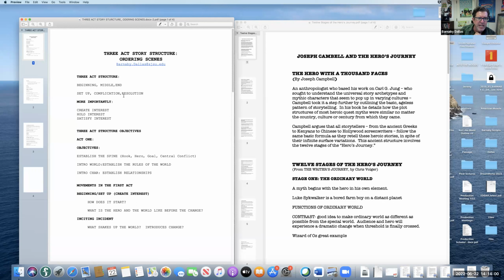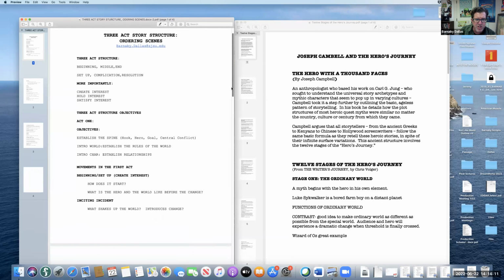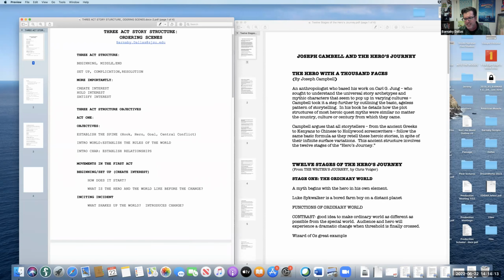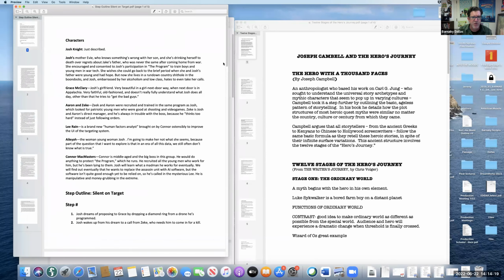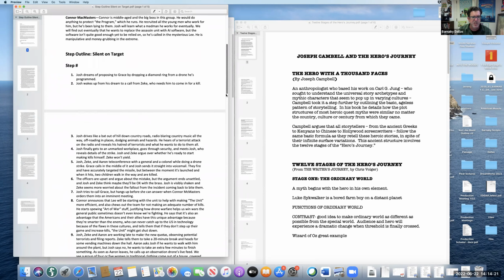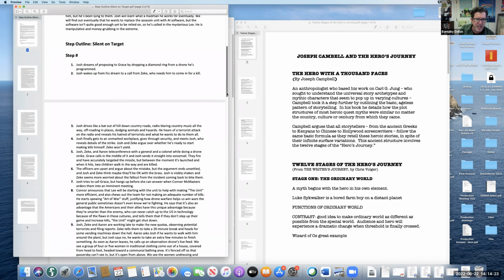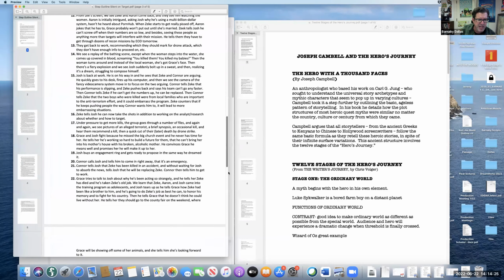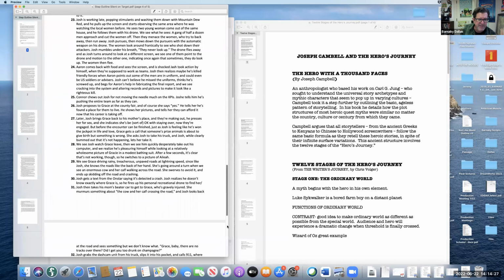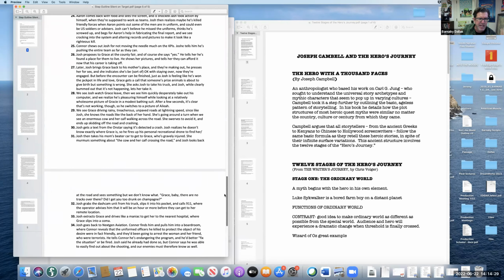And we went over the 3-act structure. Remember, beginning, middle, end, setup, complication, resolution, right? Create interest, hold interest, satisfy interest, right? The 3-act structure. This is really your scenes. That scene list that we looked at, that Clerks scene list. Here's another student who sent me her scene list, a finishing student. You can see it's called Silent on Target. You can see the 30+ scenes that identify her beginning, middle, and end for her movie.